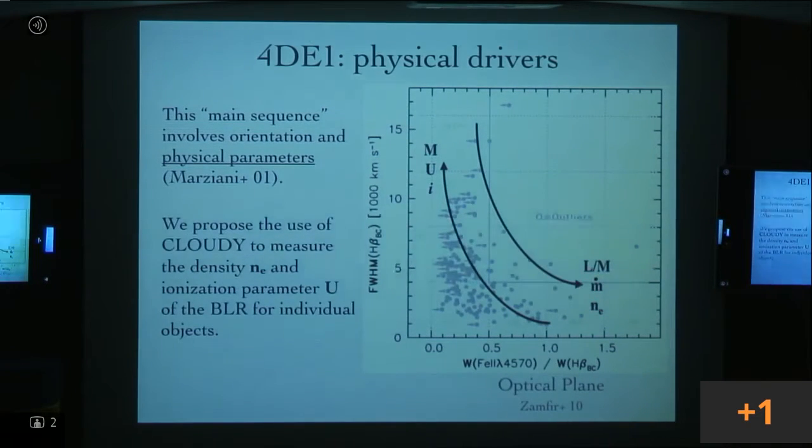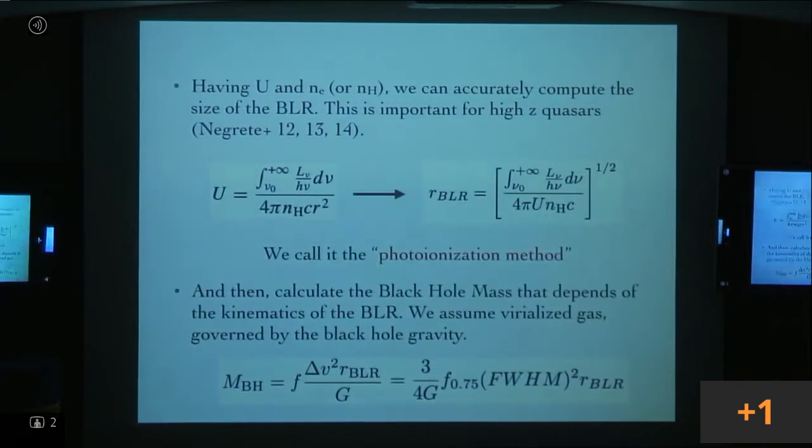And we propose the use of Cloudy to measure these two parameters, the ionization parameter and the density of the broad line region for individual objects. And why do we want those two parameters? Well, because if we have U and n_e, from the ionization parameter formula, we can have the size of the broad line region. This is the product U and n_H, well, the electronic density, or equivalently the hydrogen density. And this is important for high redshift quasars.